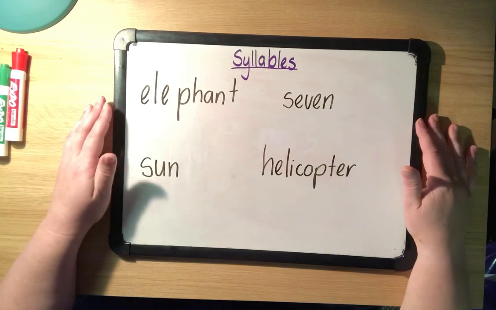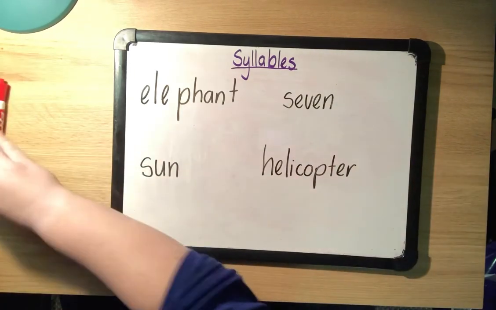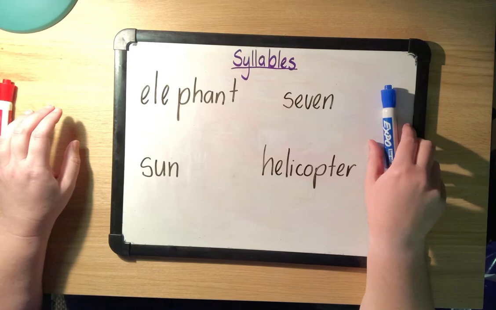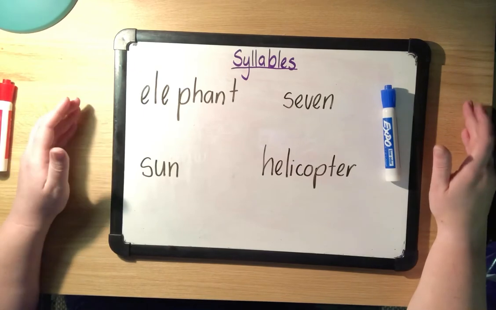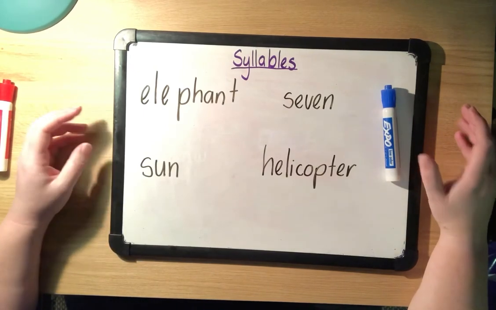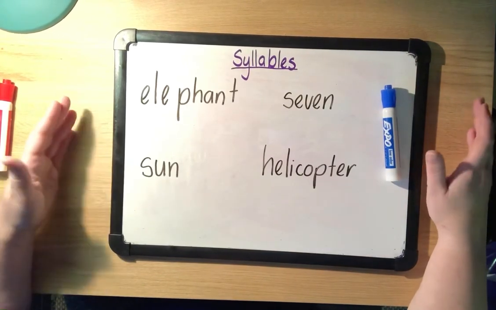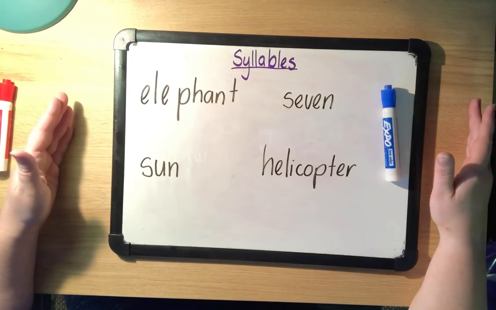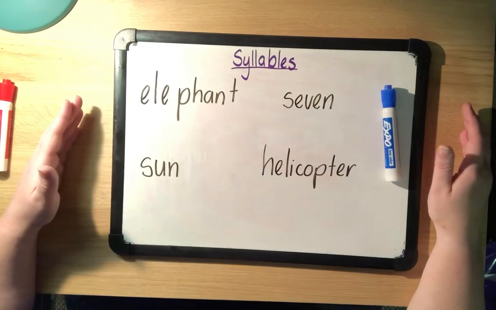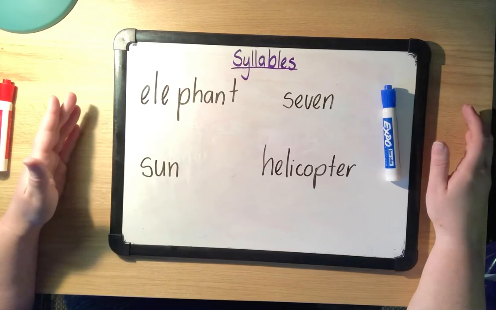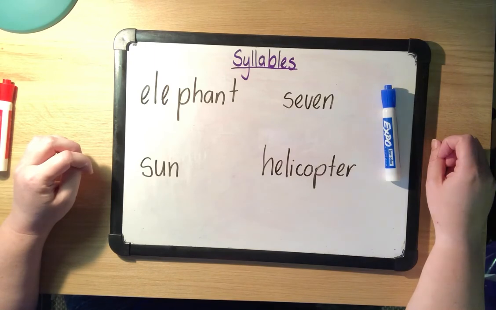I have 4 words here and we're going to work out how many syllables there are in each of these words. So I've got my texter here ready to go. Our first word is elephant. Now when we work out how many syllables there are in a word, we have to say the word like we are a robot. We talk slowly and we talk in those chunks like a robot does. So instead of saying elephant, we're going to say el-e-phant, just like a robot. Now we're going to find out how many syllables there are in the word.